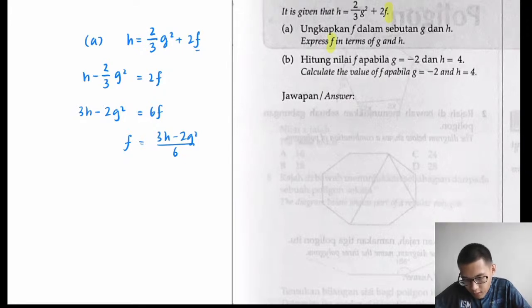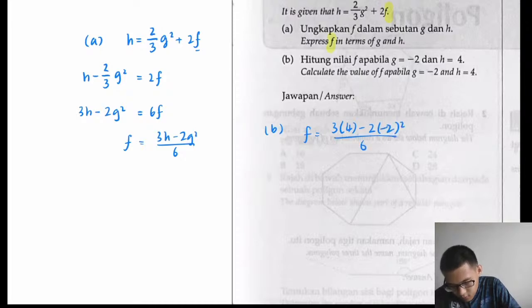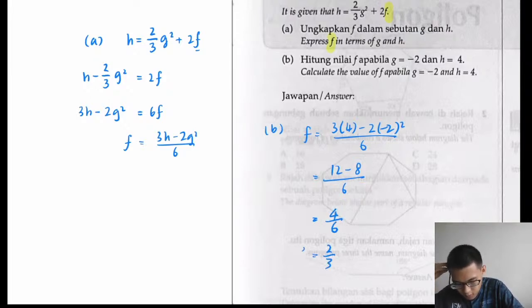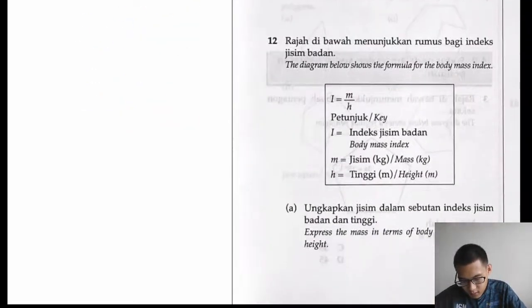So next, calculate the value of f if g is negative 2 and h is 4. Just substitute. Okay, 12 minus, this one 2 times 4, that is 8, divided by 6. So 4 divided by 6 is 2 over 3. So f is 2 over 3. Okay, so I just skipped this step because negative 2 squared is 4 positively, times 2 is 8. Okay, 12.